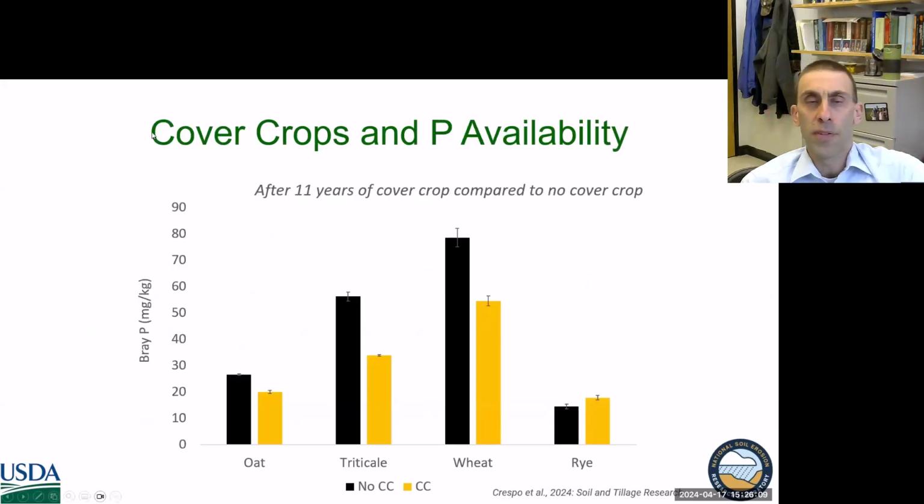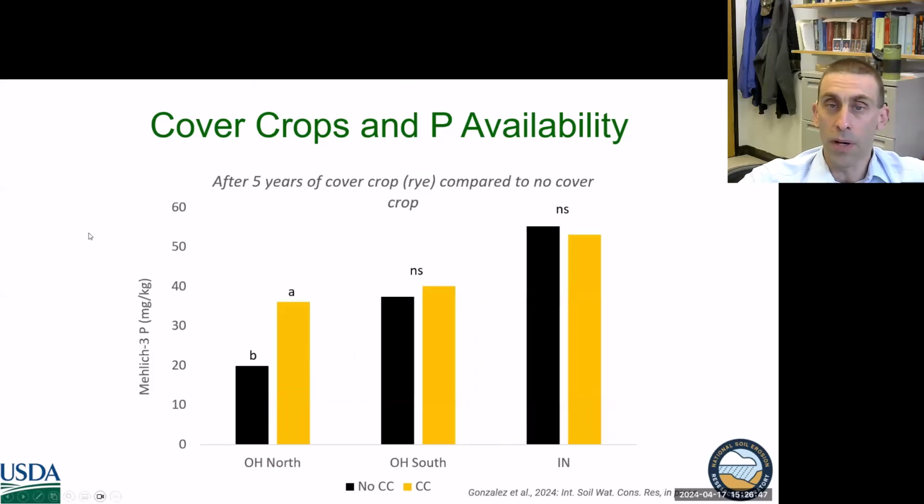Okay, cover crops and phosphorus availability. The short answer to this one is that cover crops have a variable impact on phosphorus availability. It can go either way. It can make it more available or it can make it less available as it shifts phosphorus from one pool into another. Here we see Bray phosphorus as impacted by 11 years of a cover crop, 4 different types of cover crops, and in 3 out of 4 cases here, the cover crop reduced the phosphorus availability as indicated by Bray phosphorus. But on the other hand, you can see it go the other way as well.